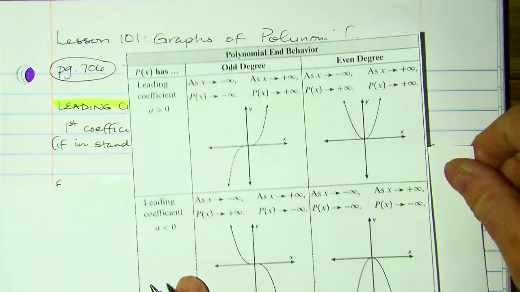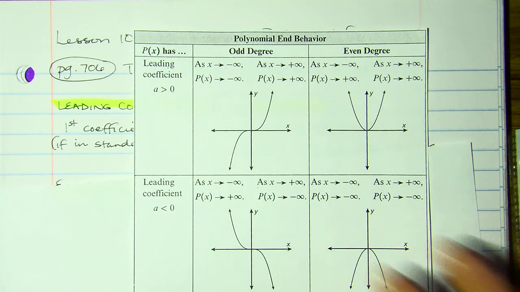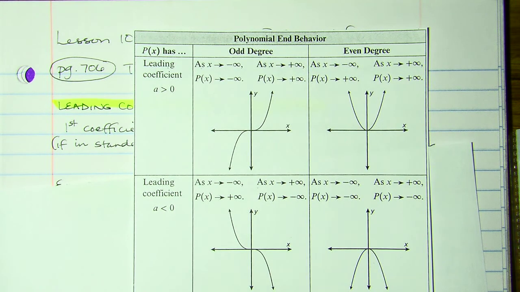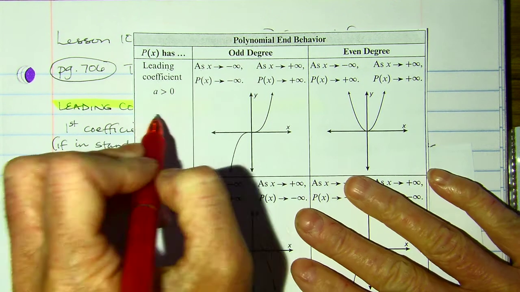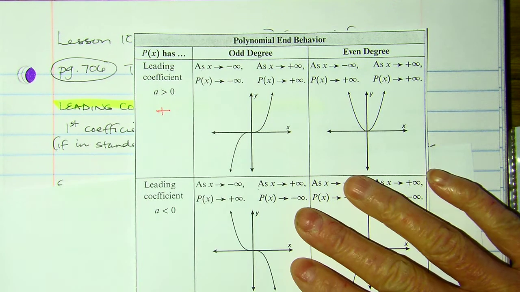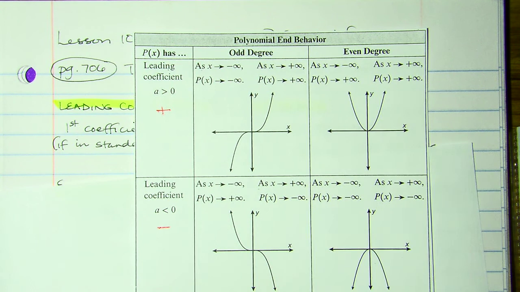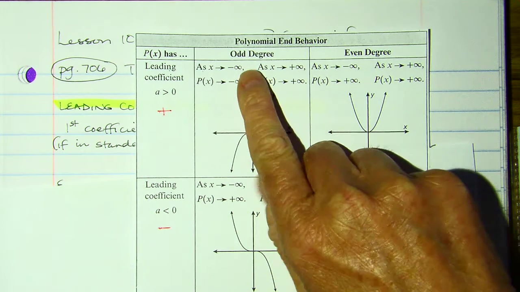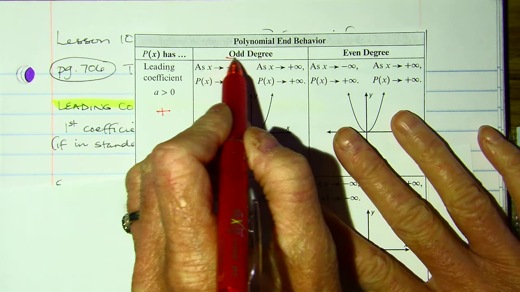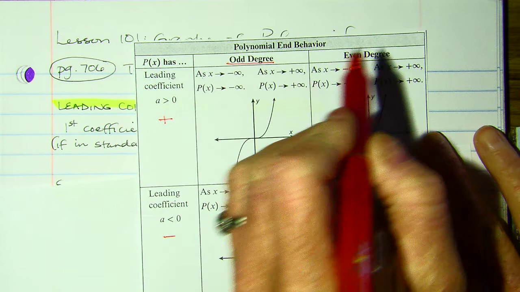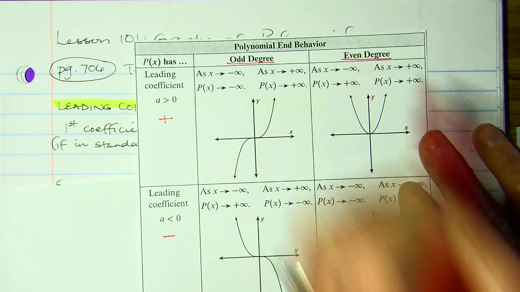So on the left, it references a polynomial that has a leading coefficient of a greater than 0. That means it's a leading coefficient of a positive number. When a is less than 0, that's a negative leading coefficient. And then notice at the top we have our odd degrees, so 1, 3, 5, 7, and our even degrees.